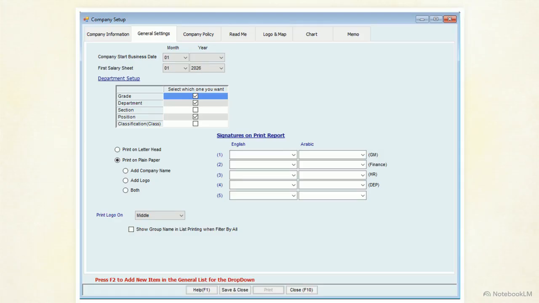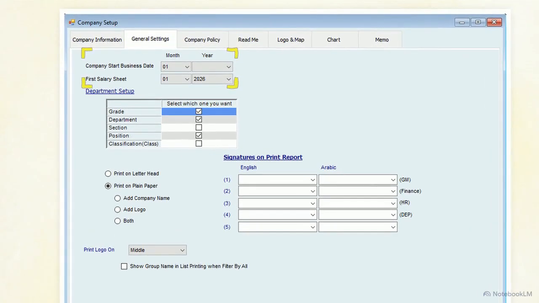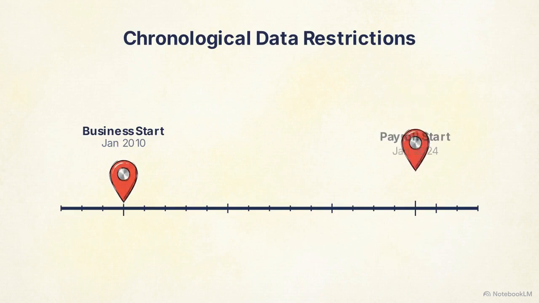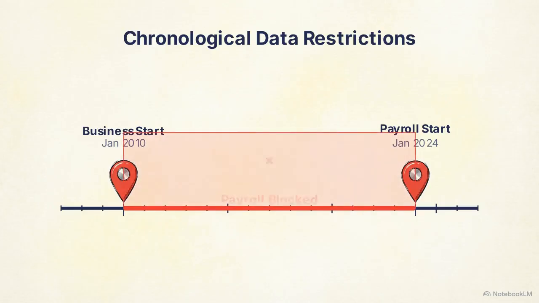Moving to the General Settings tab, we establish the chronological boundaries for your financial data. Notice the company start business date and first salary sheet fields. There is a strict chronological rule applied here. For example, if you set the business start date to January 2010, but your payroll in Hinawi starts in January 2024, the system will prevent you from generating any salary sheets before 2024.